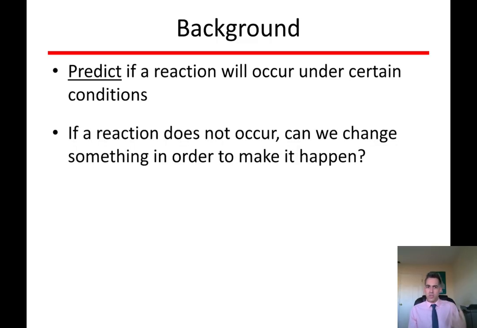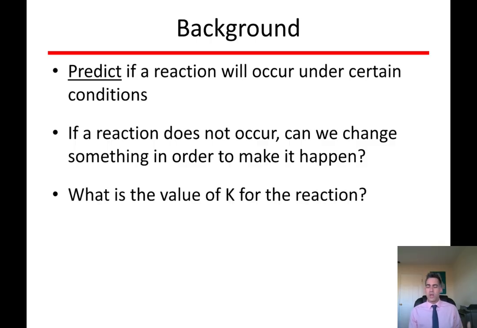Now, if you do a prediction and find that a chemical reaction does not occur under a certain set of conditions, we can think about what you can change in order to make the reaction happen. Additionally, this is going to have consequences and connections to the value of the equilibrium constant for a reaction. And this is going to allow us to get some explanation as to why some chemical reactions have large equilibrium constant values, why they're very product favored, and why some reactions have small equilibrium constant values, right? Why are they very reactant favored?